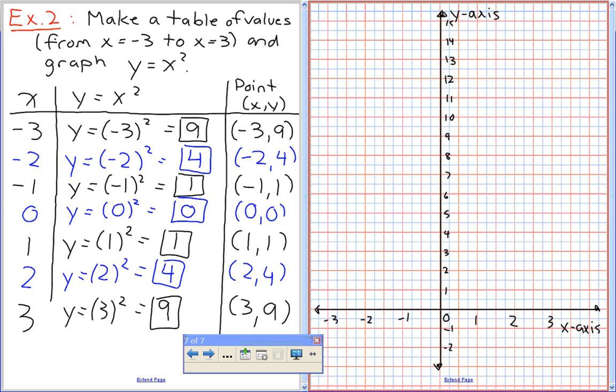So first point is negative 3 and 9. Chris, where's negative 3 and 9 going to be? The x-axis on the negative and then up until 9. It's going to be over here someplace. I'm going to put a circle on it. If you labeled A, B, C, D, F, G, that's fine. I didn't. That's okay. Negative 2 and 4. Austin, where's that going to be? You're going to go to negative 2 and up to 4. Wonderful. Good.